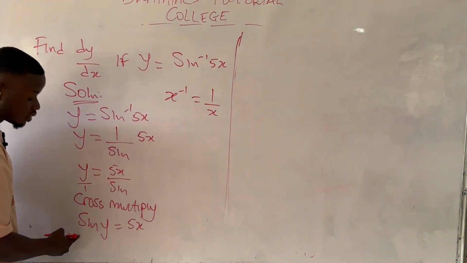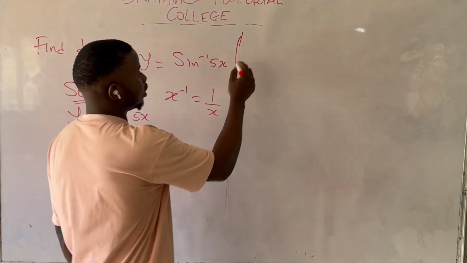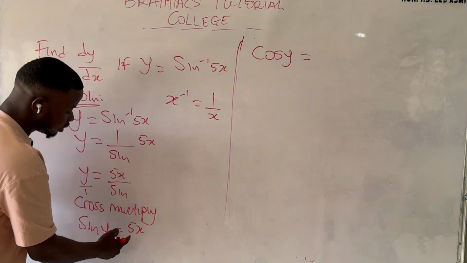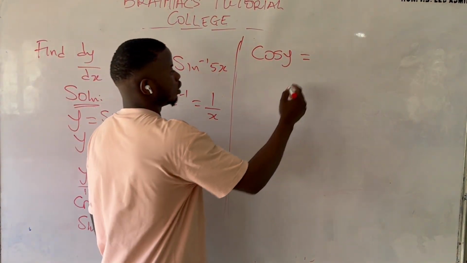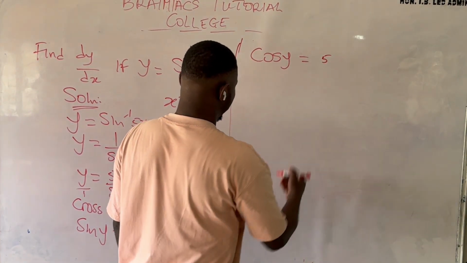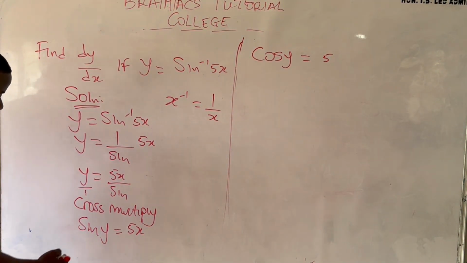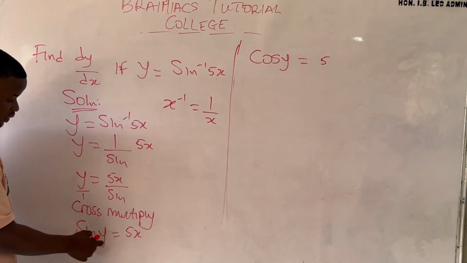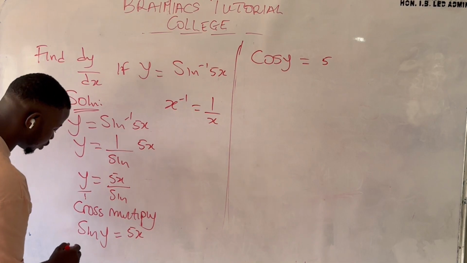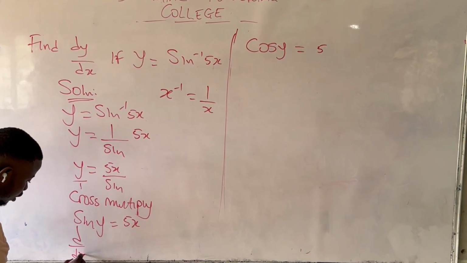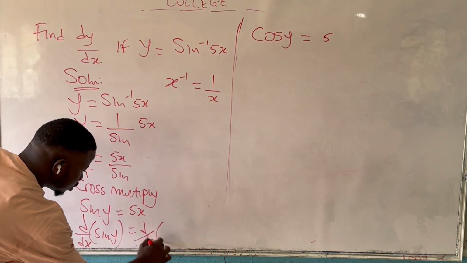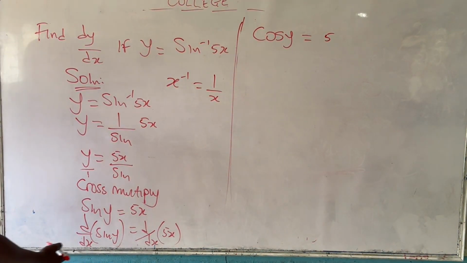So differentiating sine y will give us cos y, and differentiating 5x will give us 5. So we differentiate this side, differentiating sine y gives cos y, then differentiating the other side too. So you will have d over dx of sine y equals d over dx of 5x.